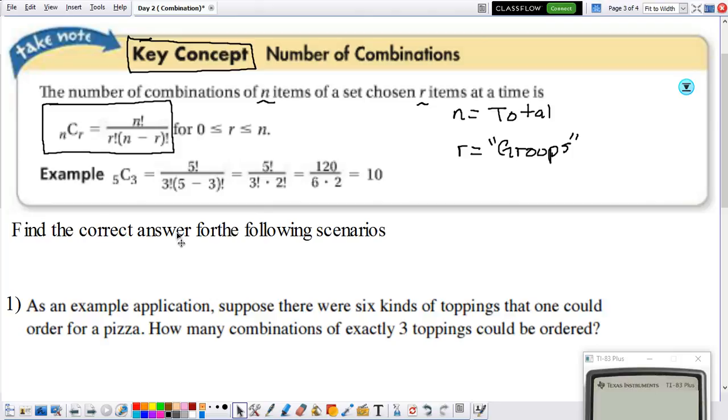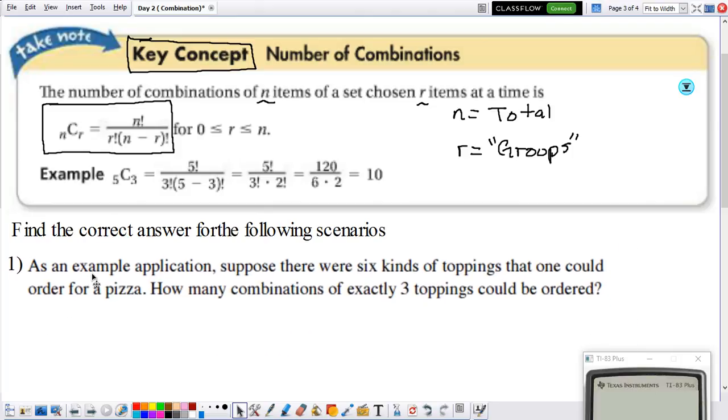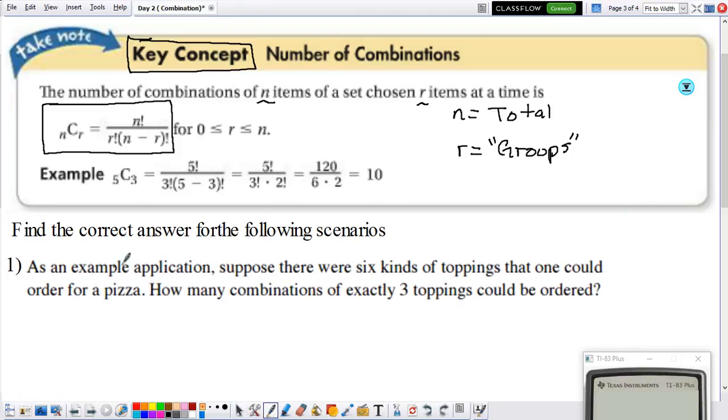Now here it's asking us to find the correct answer for the following scenarios. Okay, good. So let's analyze the scenario here. As an example application, suppose there are 6 kinds of toppings that one can choose from for a pizza. How many combinations of exactly 3 toppings could be ordered? Do we know how many we can choose from? And do we know what kind of grouping we want? Again, when we talk about combinations, all you need to know is n and r.